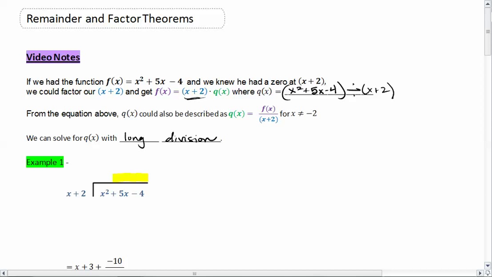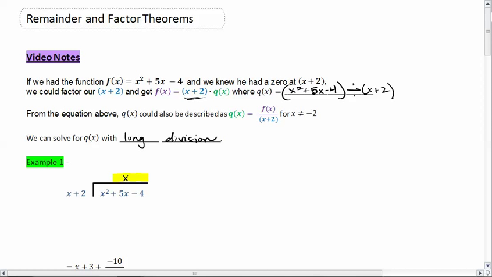So let's do this. How do we divide x plus 2 into x squared plus 5x minus 4? So I'm going to take that x plus 2 and I'm going to go into this first part. So we're just going to look at x squared plus 5x. How many times does x plus 2 go into x squared plus 5x? And we want to get rid of that first term in order to move down the line. So we're going to say that this goes into x squared plus 5x x times.